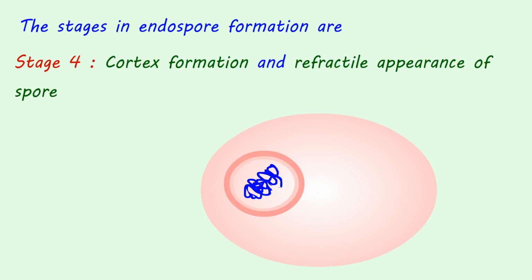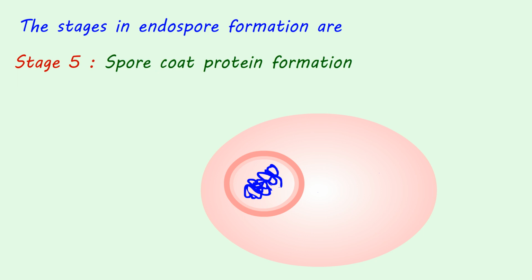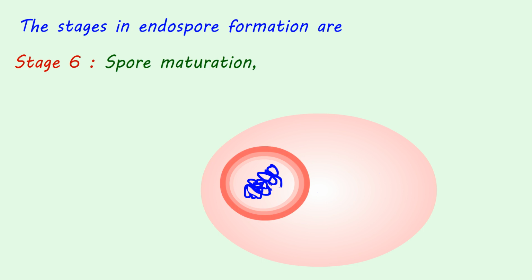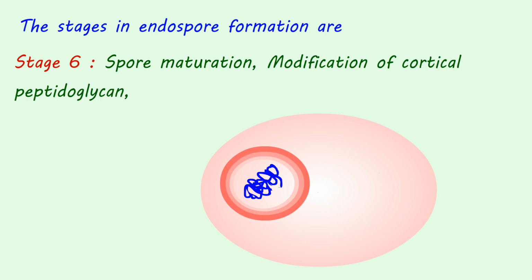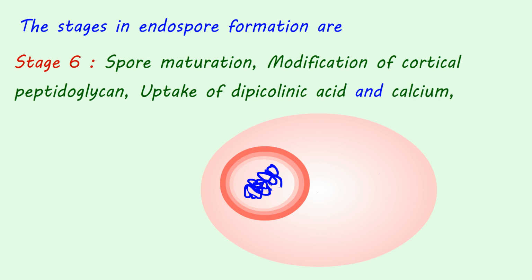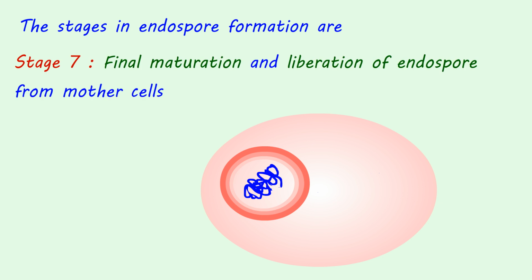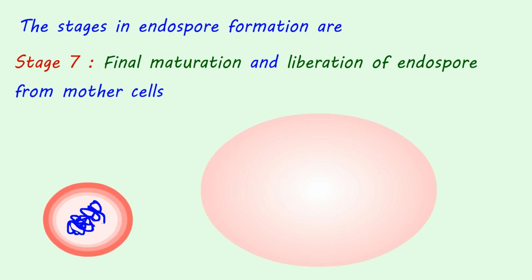Stage 4, cortex formation and refractile appearance of spore. Stage 5, spore coat protein formation. Stage 6, spore maturation, modification of cortical peptidoglycan, uptake of dipicolinic acid, a unique endospore product, and calcium, and development of resistance to heat and organic solvents. And stage 7, final maturation and liberation of endospores from mother cells.